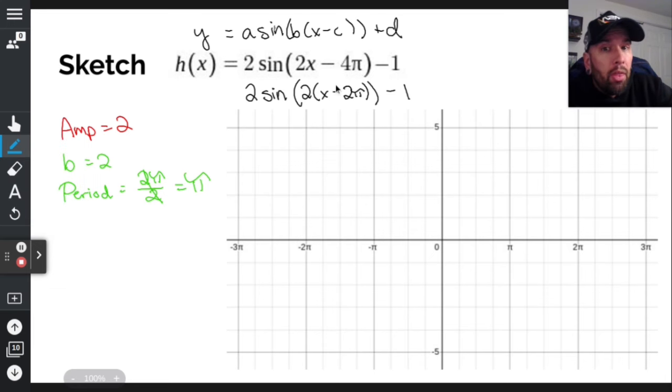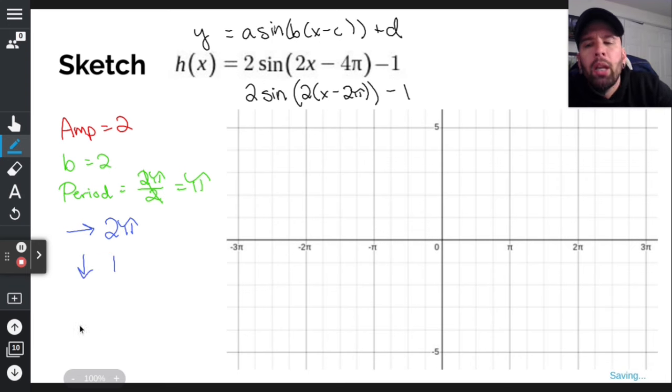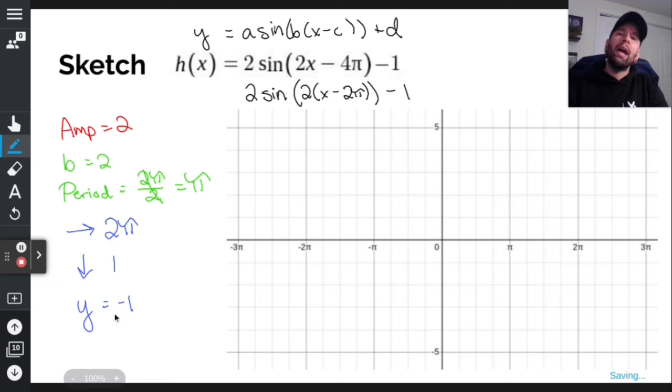What else? This is minus 2 pi inside the parentheses, which means I'm going to have a horizontal or a phase shift going to the right. Positive 2 pi distance. Minus 1 means I go down 1, or in other words, my midline is y equals negative 1. So now what I have to do is I have to draw out my regular sine thing and have my new starting spot.